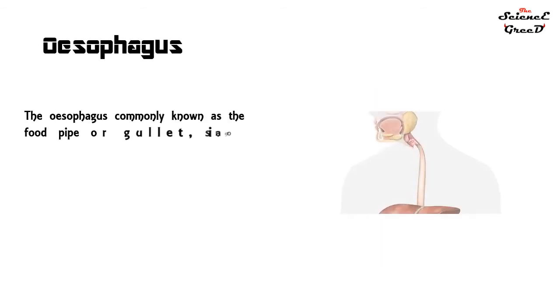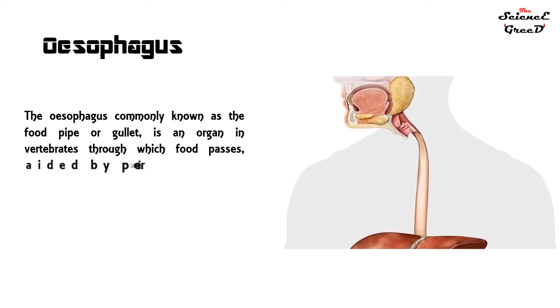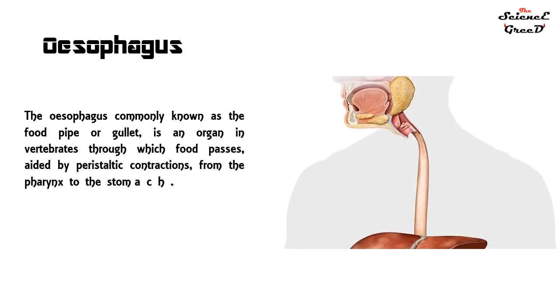The esophagus, commonly known as the food pipe or gullet, is an organ in vertebrates through which food passes, aided by peristaltic contractions, from the pharynx to the stomach. The contraction and expansion movement of the walls of the food pipe is called peristaltic movement. This peristaltic movement of the esophagus pushes the slightly digested food into the stomach. In fact, the peristaltic movement moves the food in all the digestive organs throughout the alimentary canal.